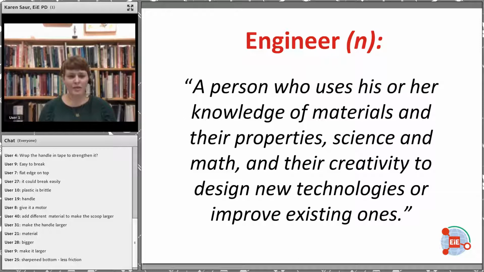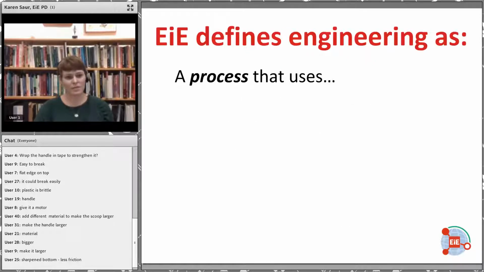So I want to share with you a definition of an engineer. So this is a person who uses his or her knowledge of materials and their properties, science and math, and their creativity to design new technologies or improve existing ones. So thinking about solving the problem, thinking critically, and going back to the word cloud that you guys started with, these are things that you really want your students to practice. Being able to think outside the box, come up with solutions, and be critical thinkers. And so engineering is a great opportunity for them to do this.